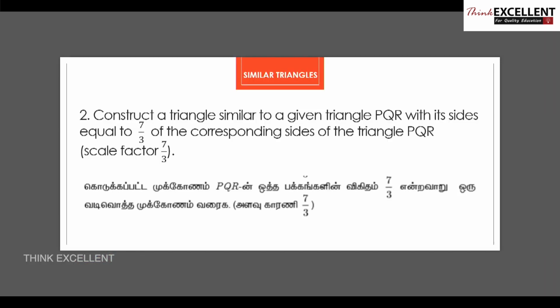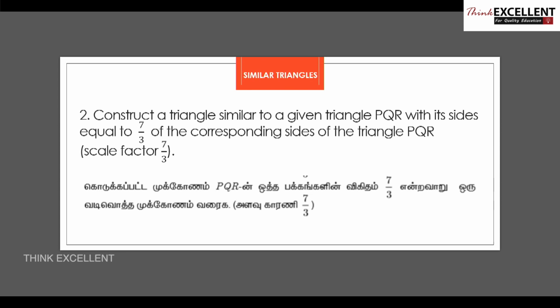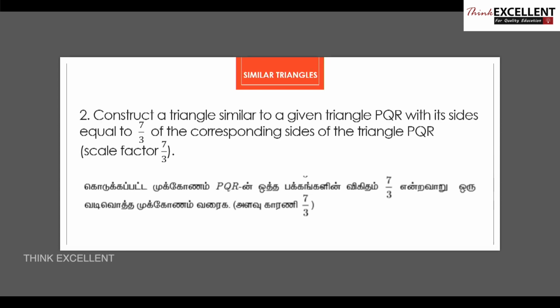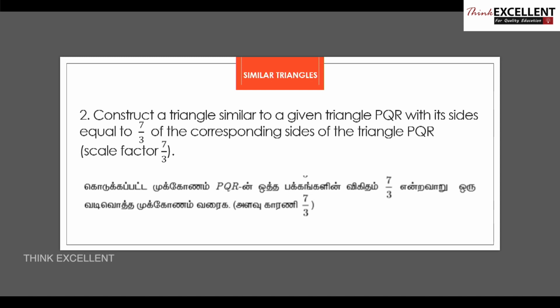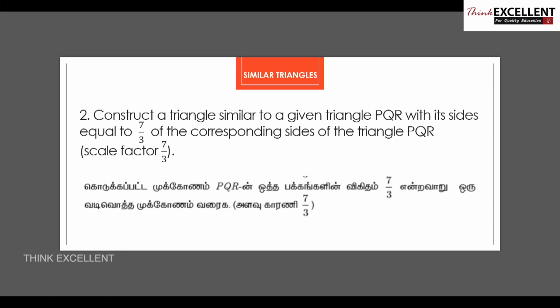Construct a triangle similar to a given triangle PQR with its sides equal to 7 by 3 of the corresponding sides of the triangle PQR. Scale factor is 7 by 3.